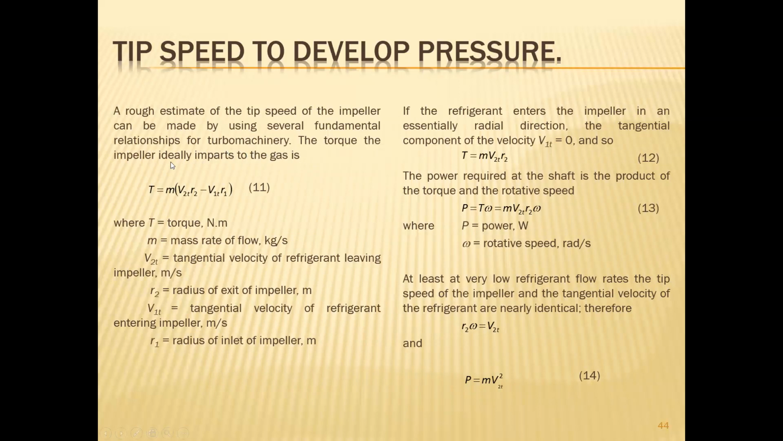The torque the impeller ideally imparts to the gas is T is equal to M times (V sub 2T R sub 2 minus V sub 1T R sub 1). So, where T is equal to torque, M is the mass rate of flow in kilogram per second. English units, pwede rin. V sub 2T is the tangential velocity of the refrigerant leaving the impeller.